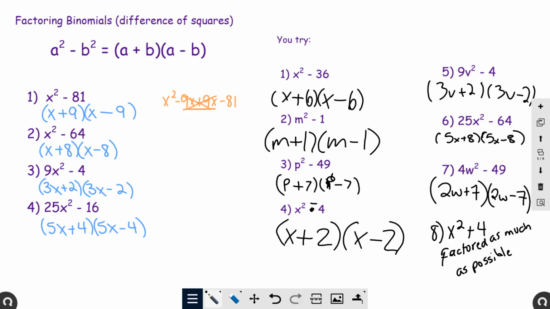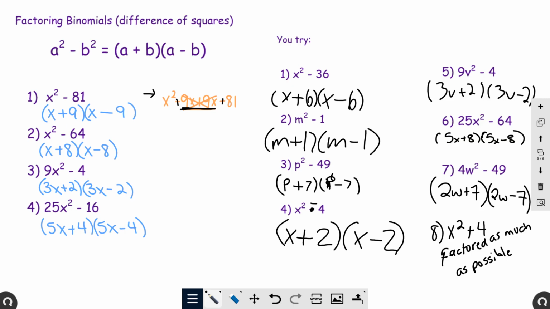And some people say, well, couldn't you do x plus 2, x plus 2? But think about this example we did over here, x squared minus 81 here in orange. If it was plus, all of these would be plus, and then that middle term wouldn't cancel out. You're exactly right. So then that wouldn't work if it's a plus. These longer ones look great too. 3 times 3 makes 9. 2 times 2 makes 4. We got a plus in one, minus in the other. Number 6, 5x plus 8, 5x minus 8. And 7, 2w plus 7, 2w minus 7.